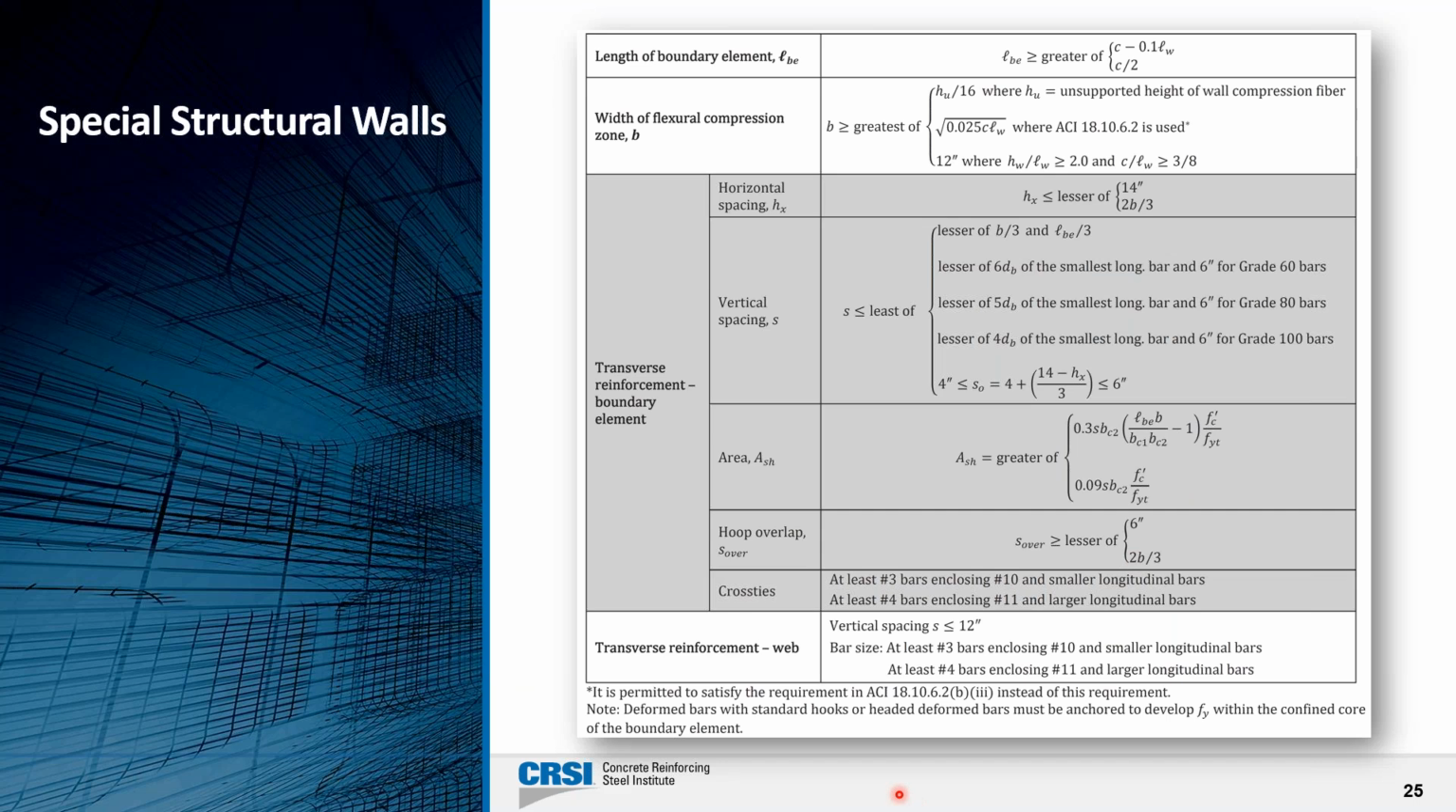Now, what you see on this slide and the previous slide is one figure in the design guide where it gives you all of the requirements in one place for the length of the boundary elements, the minimum width of the flexural compression zone. There's some new stuff in here as well. Transverse reinforcement around the boundary elements. What are the spacings horizontally and vertically? What's the required area? Here's that hoop overlap I was talking about. Here's the requirements for the cross ties in the boundary element, as well as the transverse reinforcement in the web. So it's all summarized in one particular spot.